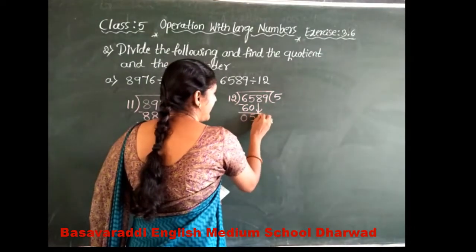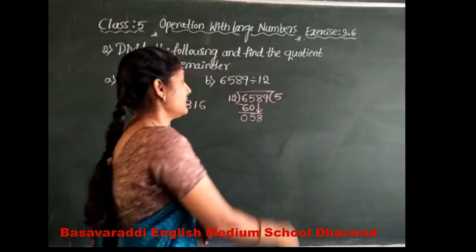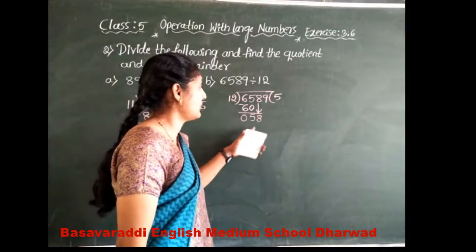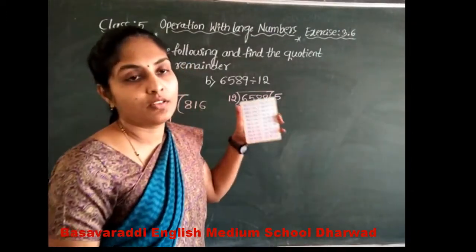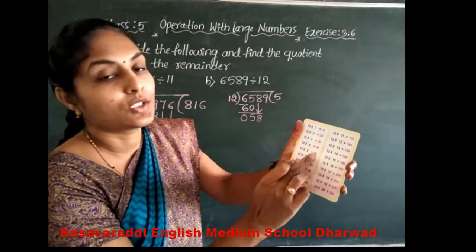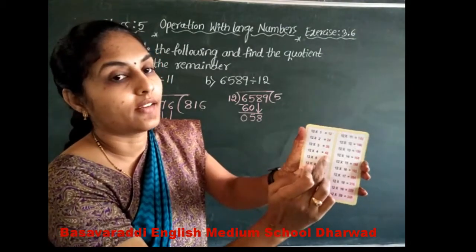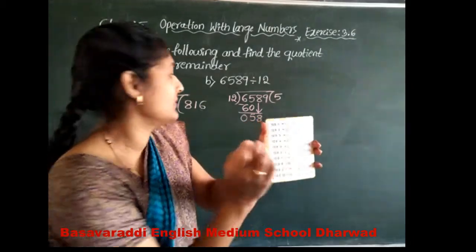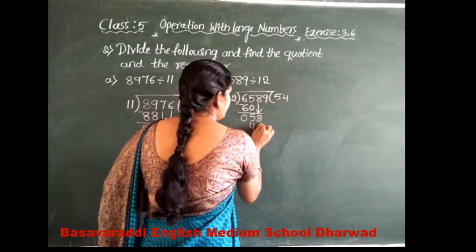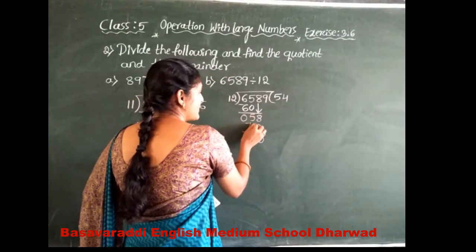Take down the 8. Club the remainder and the tens place number, and it becomes 58. Then check if 58 is in the 12 table or not. No, 58 is not. The nearest to 58 is 48. 12 fours are 48. 8 minus 8 is 0, 5 minus 4 is 1.